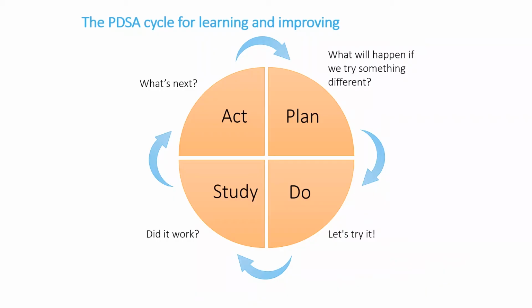The PDSA cycle for learning and improving. P. Plan. What will happen if we try something different? D. Do. Let's try it. S. Study. Did it work? A. Act. What's next? Let's look at each of these stages in more detail.